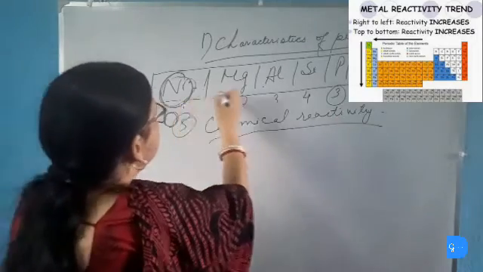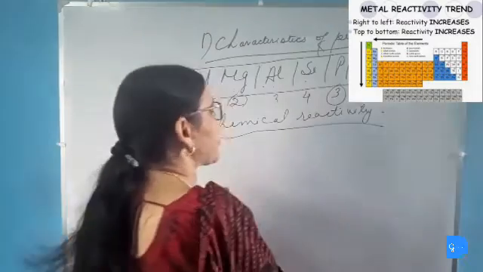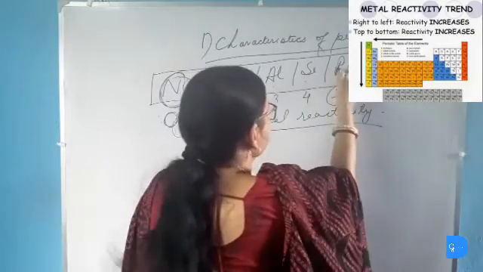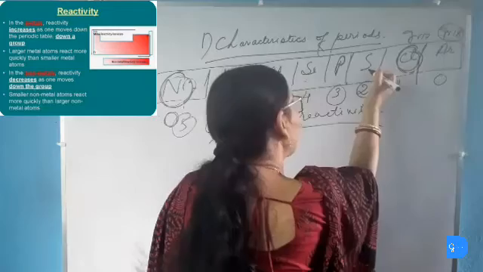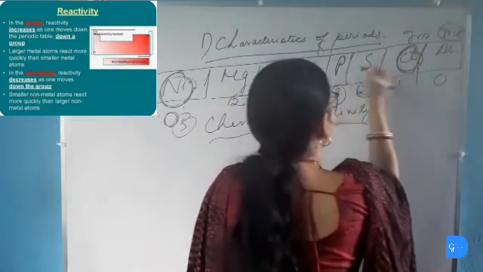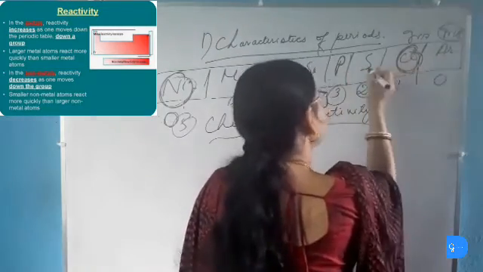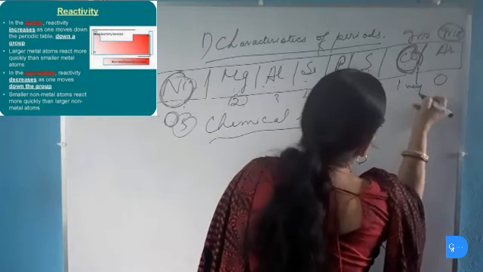It is more reactive than magnesium, whereas magnesium is more reactive than aluminium. Silicon is least reactive. Again, phosphorus is more reactive than silicon but less reactive than sulfur. Sulfur is more reactive than phosphorus. Again, chlorine is most reactive among the non-metals. Chlorine is more reactive than sulfur and phosphorus. So chlorine is also very reactive.